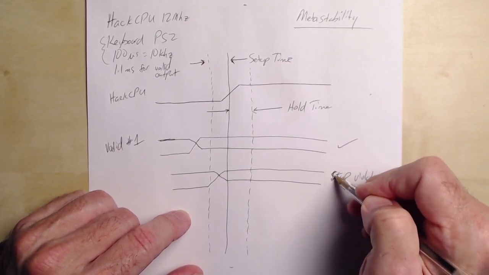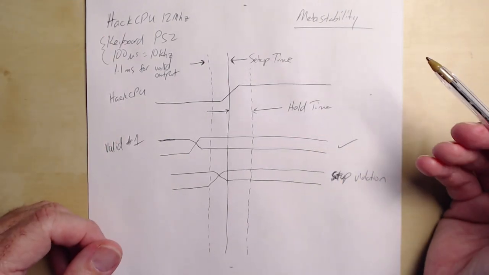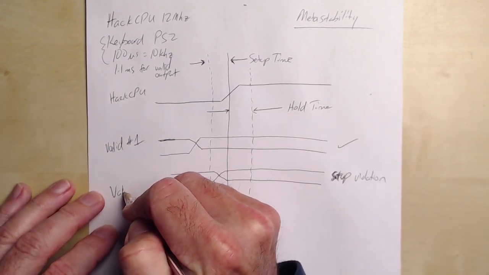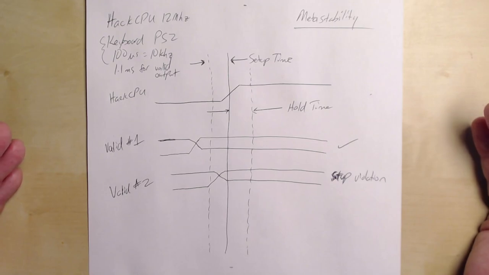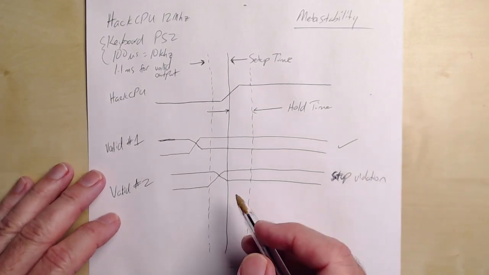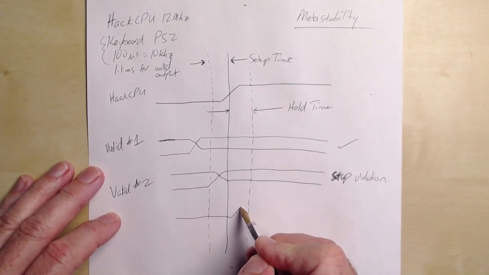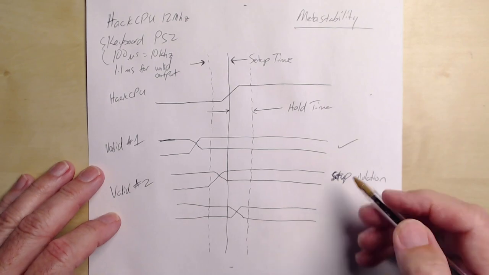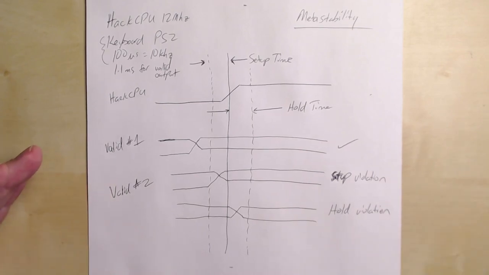And what you're going to wind up with is a flip-flop within the HackCPU that will not be representative of the correct state of what this valid number two is. Now, frankly, I'm not sure what it's going to do, but it's definitely not going to be predictable. And likewise, if you have another violation, looks something like this. That's a hold violation. And again, we don't know what the CPU is going to do with that information, right?